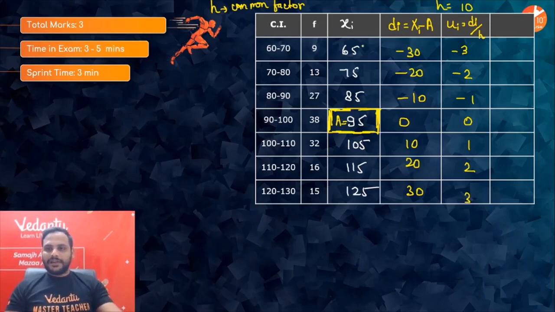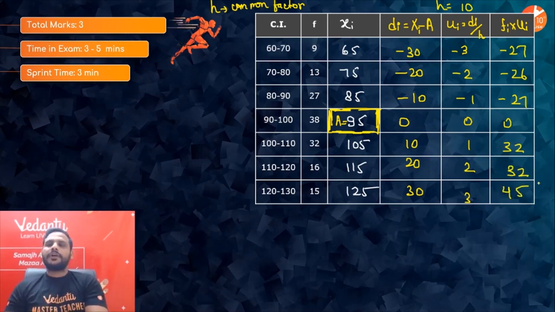Now you have to do Fi into Ui. So minus 3 into 9 is minus 27. Minus 2 into 13 will be minus 26. Minus 1 into 27 is minus 27. 0 into 38 is 0. 1 into 32 is 32. 16 2s are 32. 15 3s are 45. Alright, let's add all of them.